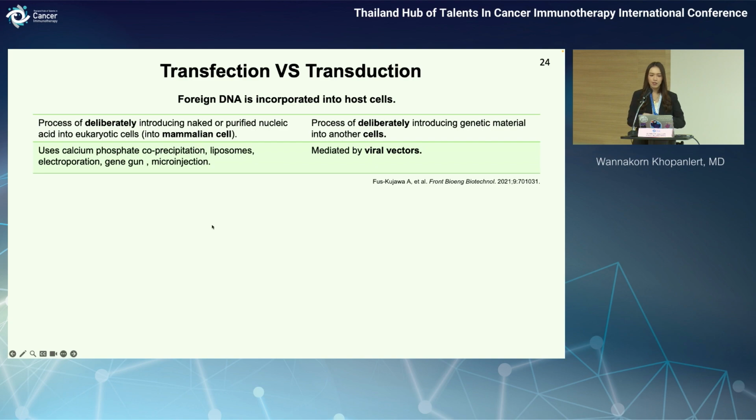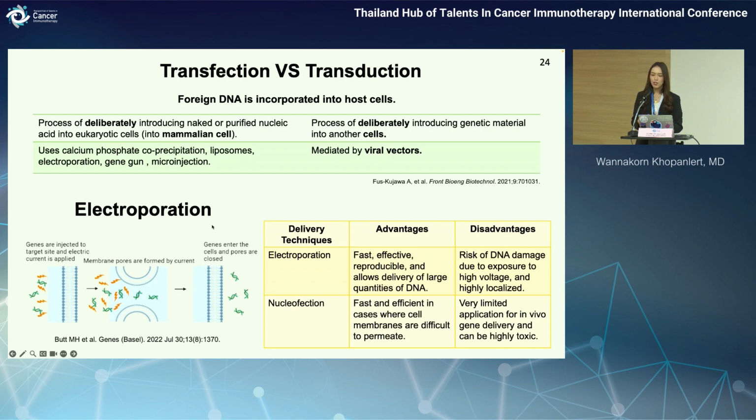The difference is that transfection, on the left-hand side, deliberately introduces naked or purified nucleic acids into eukaryotic cells, through the cell membrane, by using chemical or mechanical methods such as electroporation, gene guns, or microinjection. And on the right-hand side is transduction, a process that deliberately introduces genetic material into other cells by using viral vectors. For electroporation, we use pulsed high-voltage electrical currents to transiently create small pores over here in order to introduce mRNA or plasmid DNA into the cells.